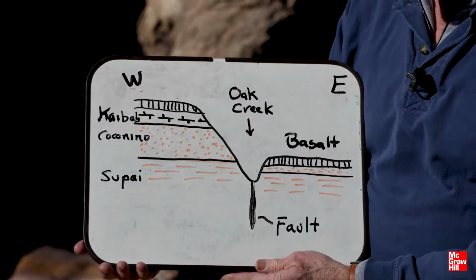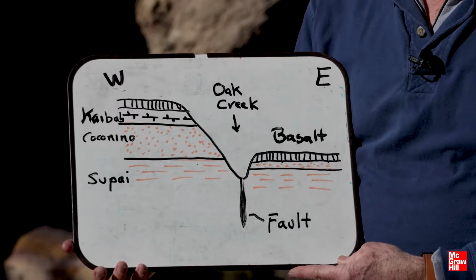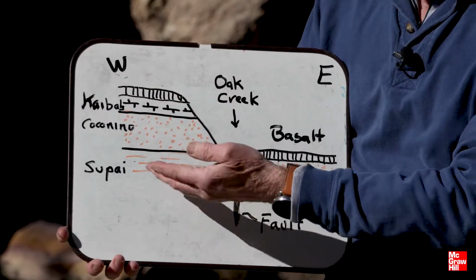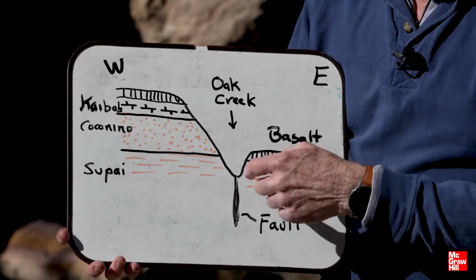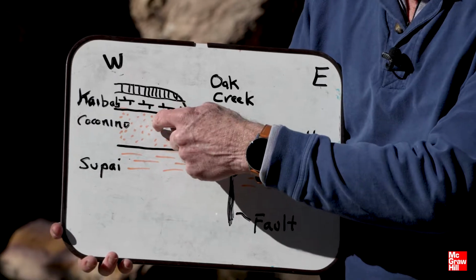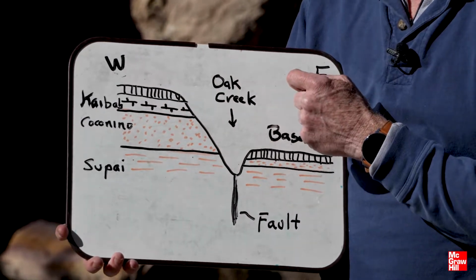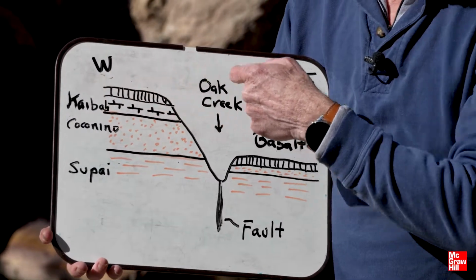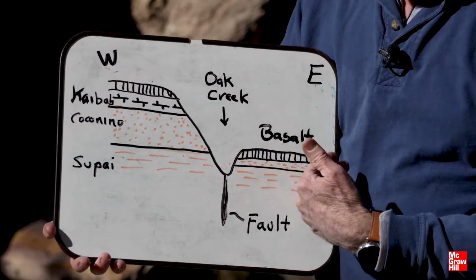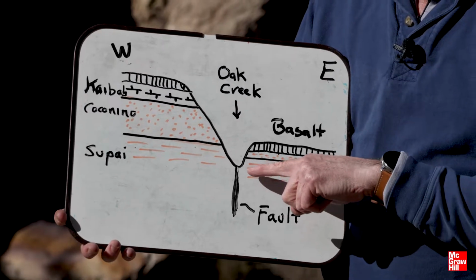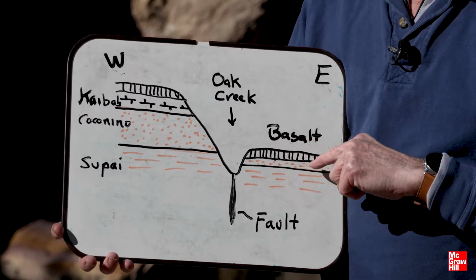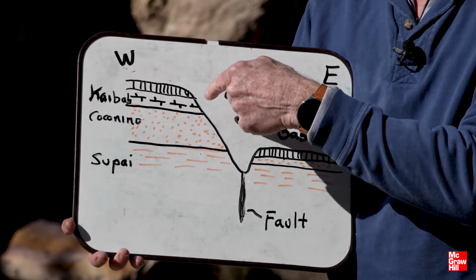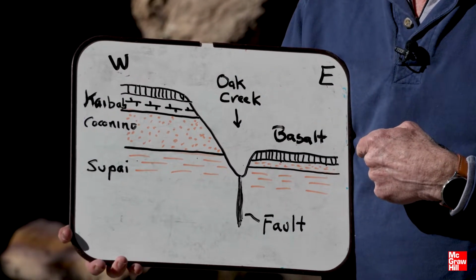Here's a sketch that tries to illustrate the relationships along the Oak Creek Fault. On the west side of the fault, you have the whole upper Paleozoic section. You have the Supai, you have the Coconino, and you have the Kaibab, all Permian units, this part of it. And then there's basalt sitting on top. On the east side of the fault, you only have the Supai and the basal part of the Coconino. You're missing the upper Coconino and you're missing the Kaibab below the basalts.